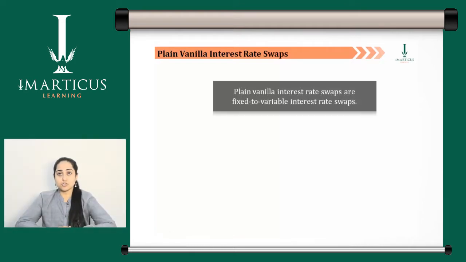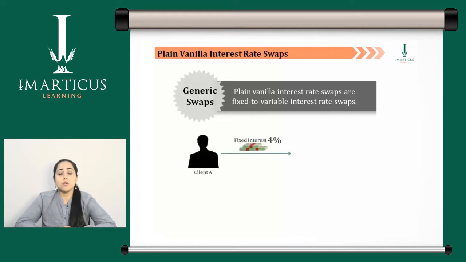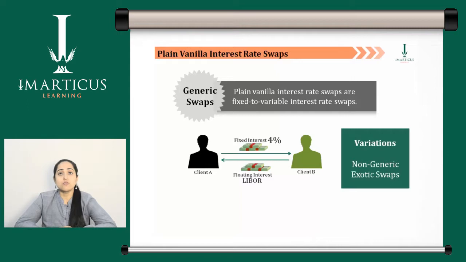Plain vanilla interest rate swaps are fixed to variable interest rate swaps. This means one party pays fixed and the other pays a floating rate of interest, and hence in a plain vanilla swap, two parties facing different types of interest rate risk can exchange interest payments. Straight or plain vanilla swaps are also known as generic swaps. Here, one party exchanges a fixed rate payment while the other party exchanges a floating rate payment. Variants from the straight vanilla swaps are called non-generic or exotic swaps.